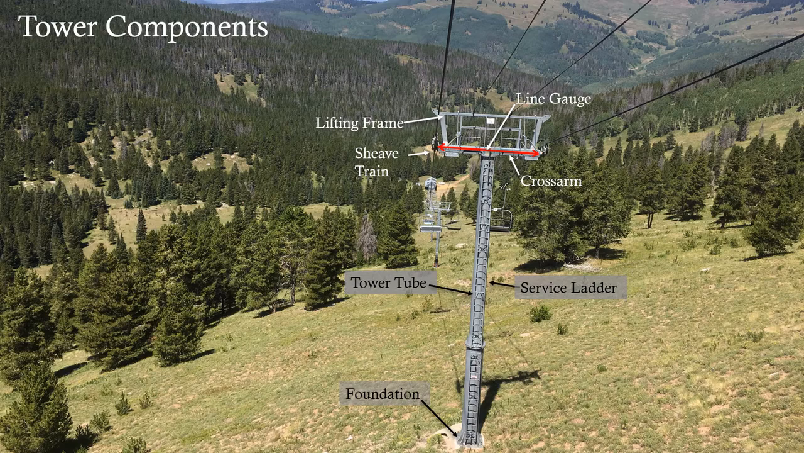A service ladder is how maintenance personnel accesses the tower from the ground and includes an ascending system to keep the maintenance workers safe. The crossarm is the steel piece that runs perpendicular to the top of the tower tube and has the shiv trains on either end. The shiv trains are the wheels that the haul rope runs in for the ropeway. Shivs are what the wheels are called.